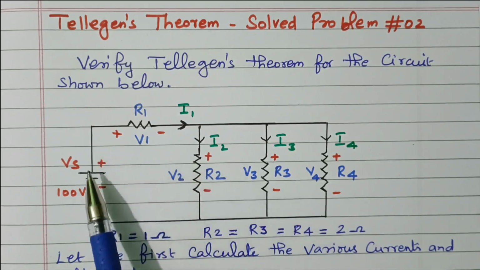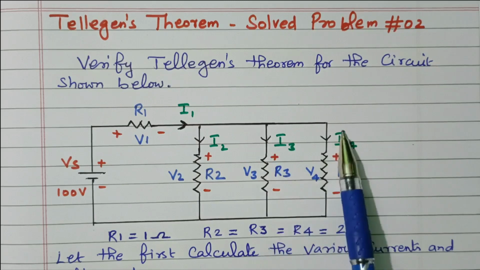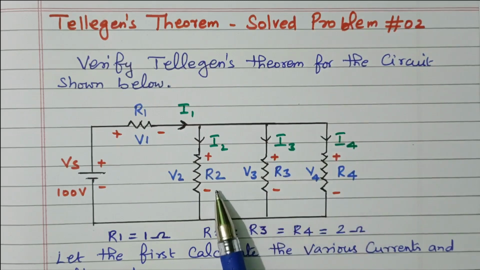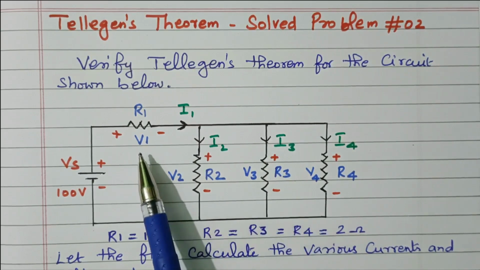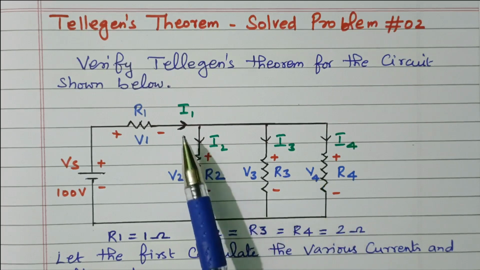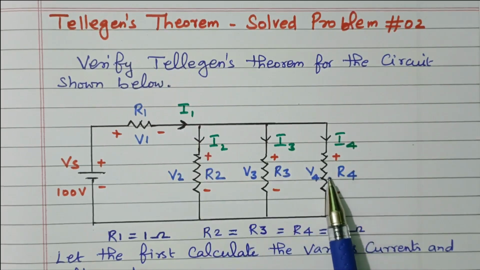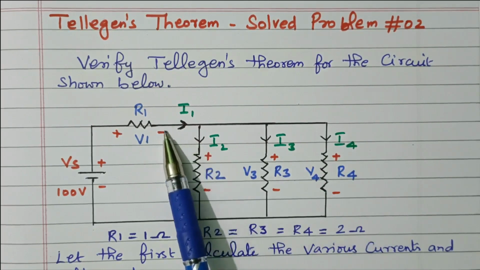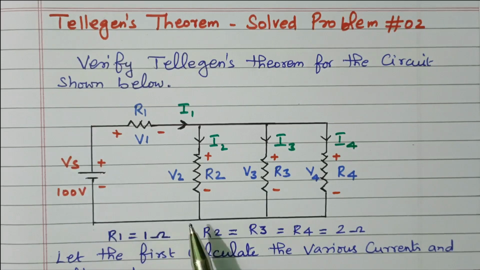And the current is the total current. First the current is I1. Then it is split into I2, I3, I4 through the resistors R2, R3 and R4. So we need to find the values of V1, V2, V3, V4, and similarly I1, I2, I3, I4. From that we need to find the voltage drop and power across each resistor, and the power delivered by the source, right?